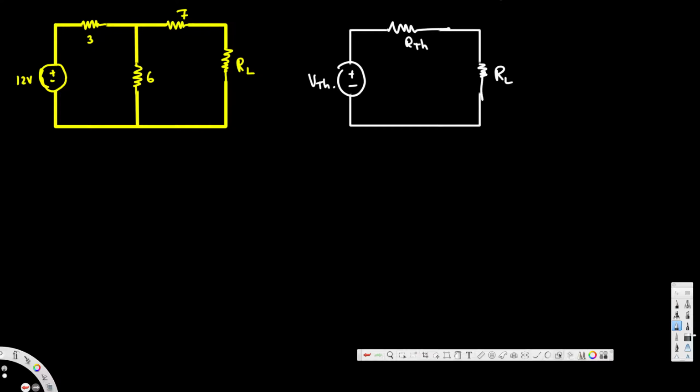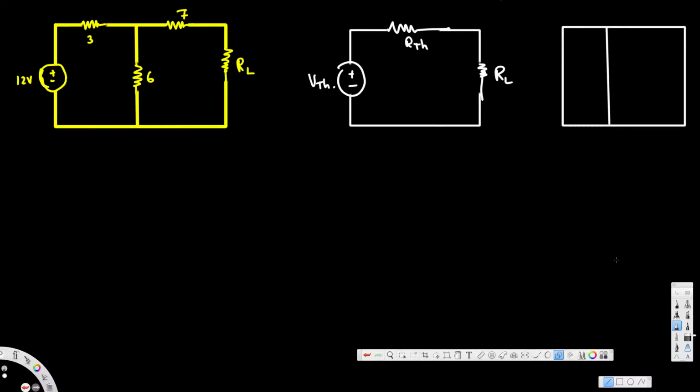Now for the Norton equivalent circuit, we will have a current source, and also we will have the Norton equivalent resistance and then the load resistance. So here we will have the current source, then the Norton resistance, and here we will have the load resistance RL, and this is IN. These are the two standard forms. This is Thevenin, and this is Norton. Let's start with Thevenin first.